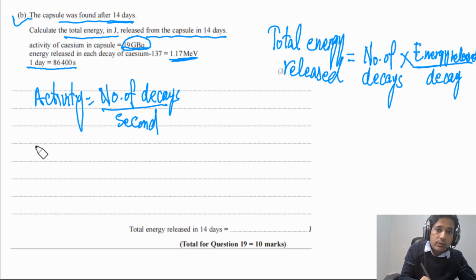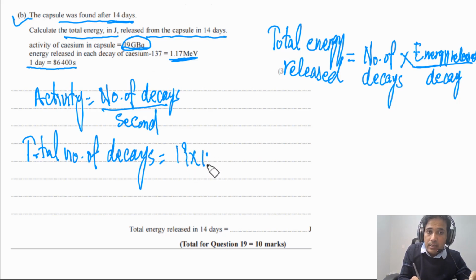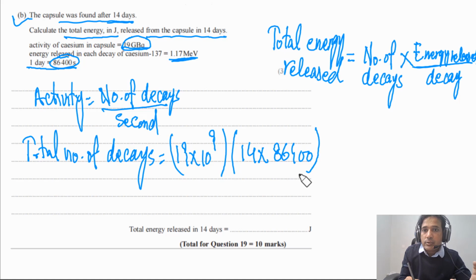So how can we find the total number of decays? We will write here: total number of decays. How can we find it? In 1 second, how many decays do we have? 19 gigabecquerel, 19 times 10 to 9 decays in 1 second. And what about the total number of seconds? The total number of seconds will be 14 times the number of seconds in 1 day, that is 86,400. That is given to us. So by solving this one, we can find the total number of decays.